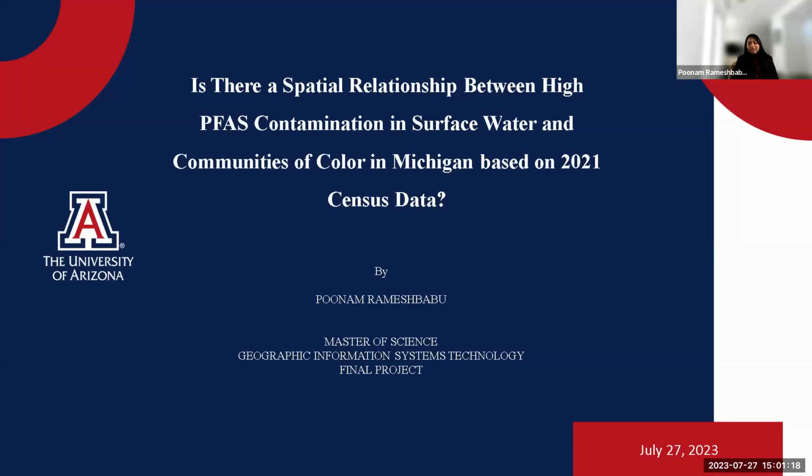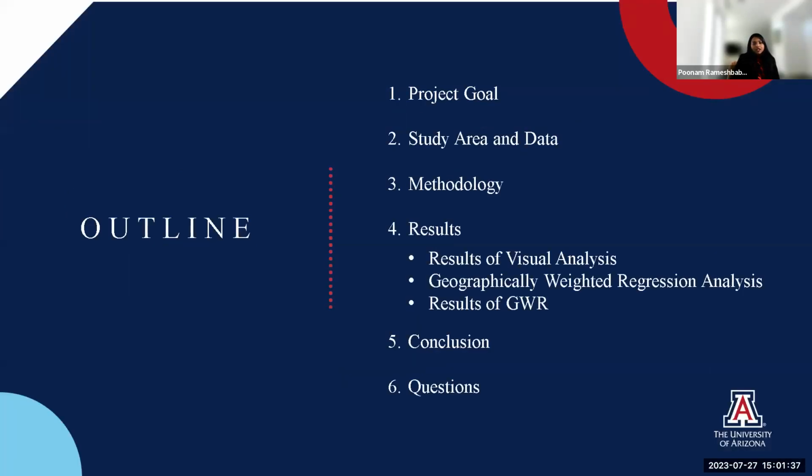Good afternoon. My name is Poonam Rameshbabu, and my 909 project goal is to answer the question, is there a spatial relationship between high PFAS contamination in surface water in Michigan compared to 3 communities of color using 2021 census data? So today I will explain my project goals, data and methodologies, and results of visual and regression analysis that I used to answer the project question.